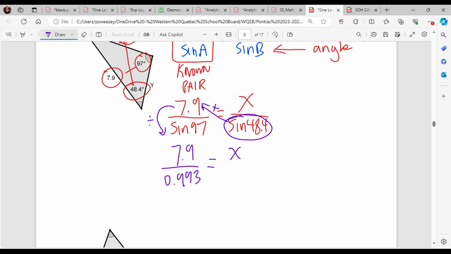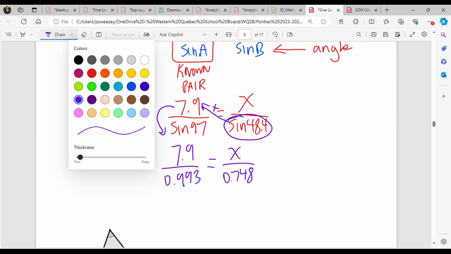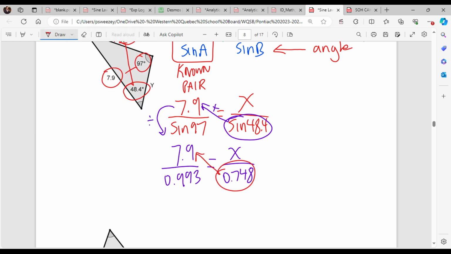And then x over, so sine 48.4 is 0.748. And again, I would walk through the same process with this guy here as well. That multiplied by the diagonal, divide by what was underneath it. And that should give me something like 0.748. It'll change a bit if you do it like full calculator versus that, but it's not that big of a deal. Times 7.9, divided by 0.993. And you should get something in the neighborhood of, I'm going to just round to a whole number and say x is equal to 6.